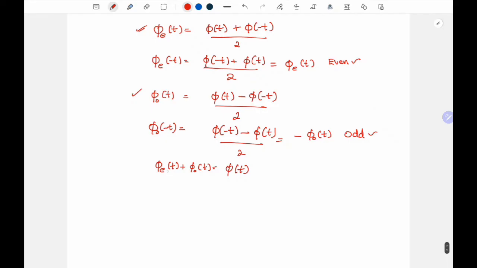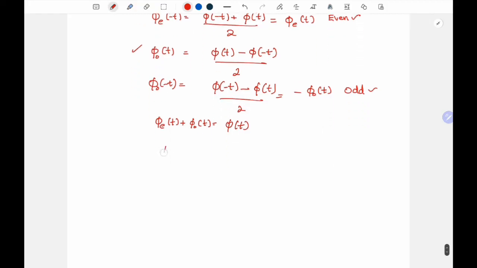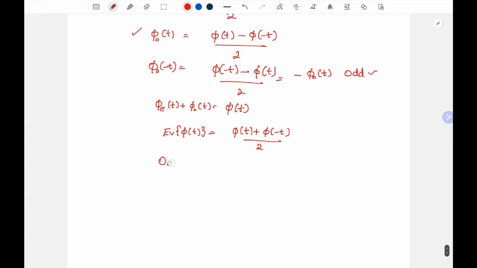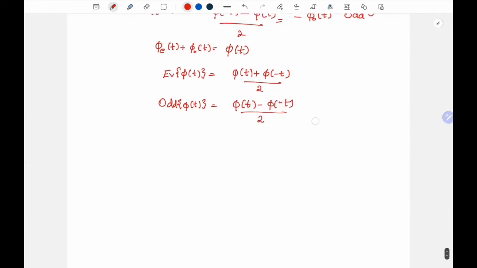So any signal phi of t can be decomposed into a sum of an even signal and an odd signal. You can also define a function like this, even of phi of t, which is nothing but phi of t plus phi of minus t by 2. And another function is odd of phi of t, which is phi of t minus phi of minus t by 2. Okay. And these are all real signals.